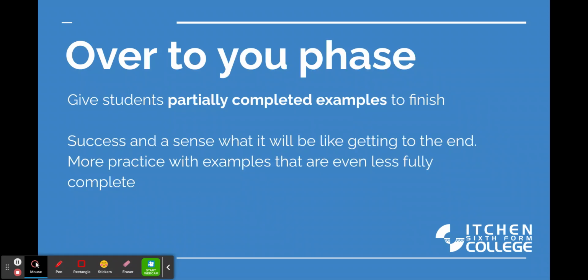And just lastly, the over to you phase. So again, this is when we've done I do, we do, I do again as the teacher, we do. This is when we give them the over to you, we can give them partially completed examples to finish. And what that means is it shows them what getting to the end product will look like. And the more practice with examples we give them, the less fully complete examples we can give them. So we can give them paragraphs, taking less of the completed answers away as they get towards it.